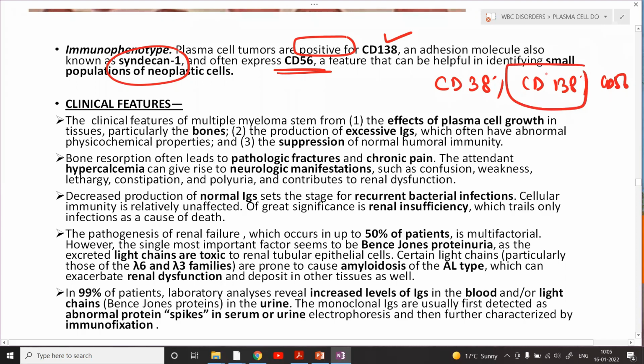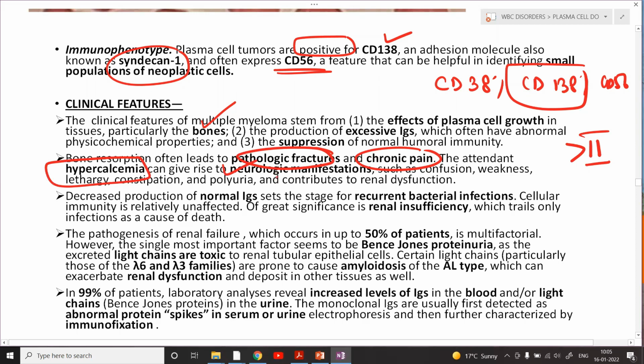So clinically, what is the effect? As I told you, clinically, the effect of multiple myeloma is because of involvement of the bone. So the patient might come to you with pathological fractures, yes or no? And they are going to show chronic pain. Because the cause of this pathological fracture is resorption of the bone, there will be hypercalcemia. And what did I tell you? How much should it be? More than 11. The value should be more than 11. And because of this hypercalcemia, there are neurological manifestations in the patient.